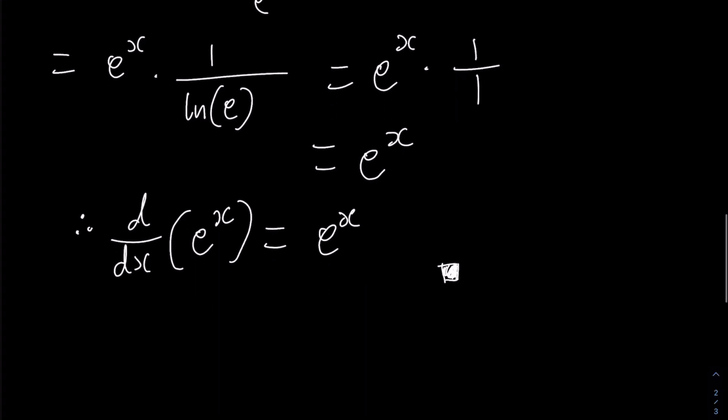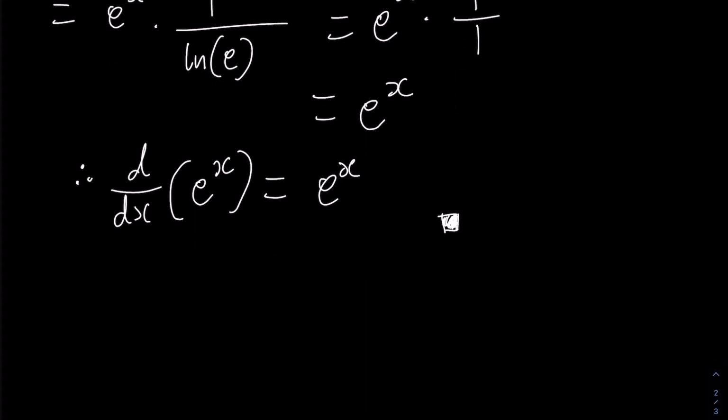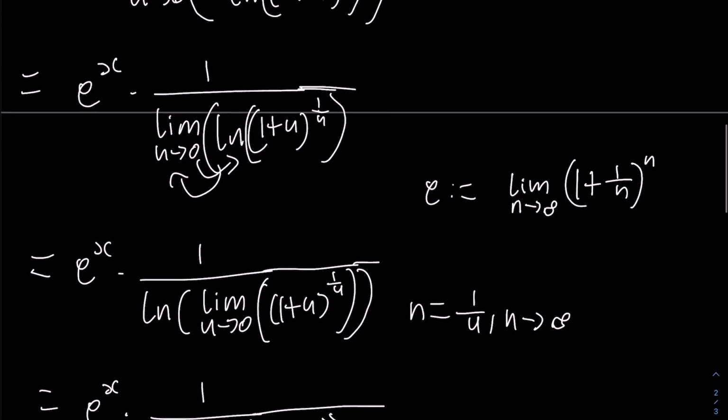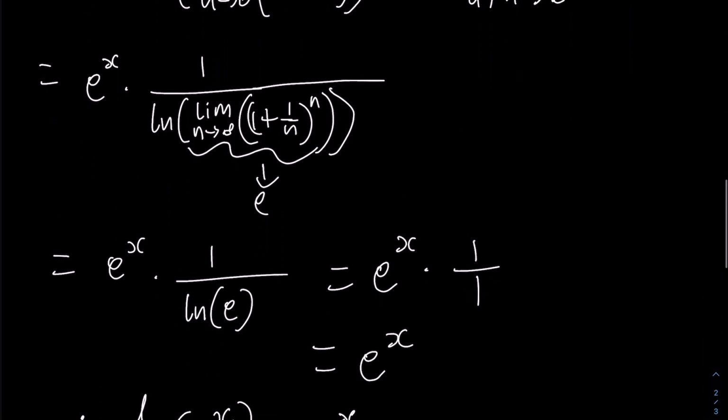So that is it for today's video. Here is just a recap. We used first principles to find the derivative of e to the x, and we used two substitutions here and saw that we stumbled upon an alternate definition for e.